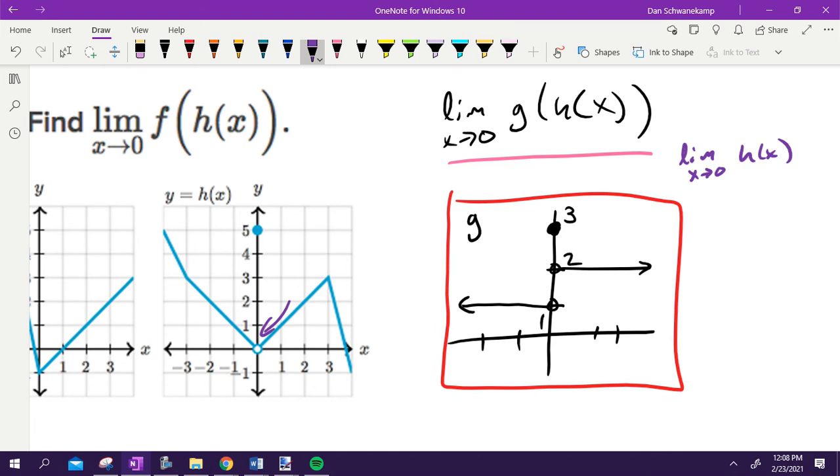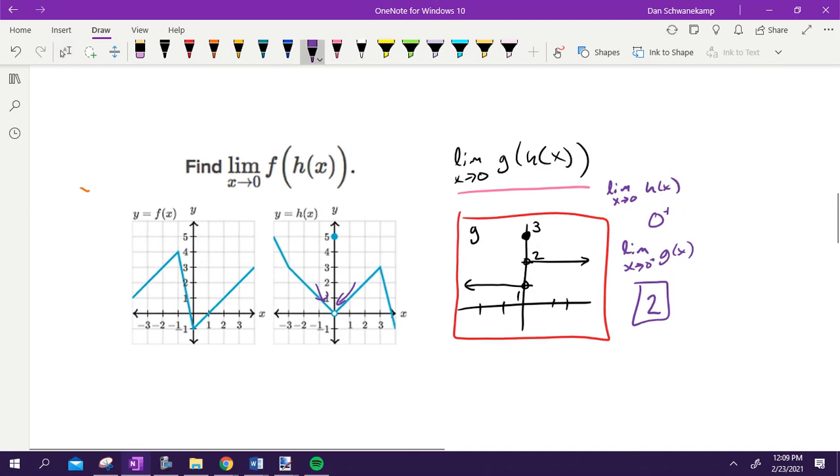H of x, as I approach 0, I'm approaching 0 again, just like we did before, but we're approaching it from above. So then I'm doing the limit as x approaches 0 from above of the outside function, which is g of x. So 0 from above means 0 from the right. As I get closer and closer to 0 from the right, I'm getting closer and closer to 2. There's my answer there.